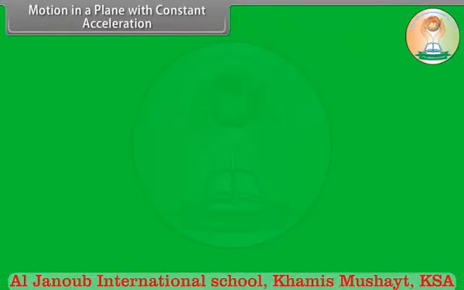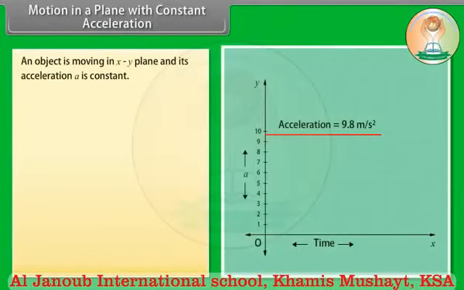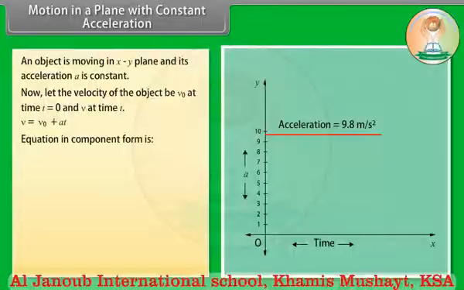Motion in a plane with constant acceleration. Let us take an example to understand. An object is moving in xy plane and its acceleration a is constant. Now, let the velocity of the object be v naught at time t equals 0 and v at time t. v is equal to v naught plus at. This is the equation in component form.